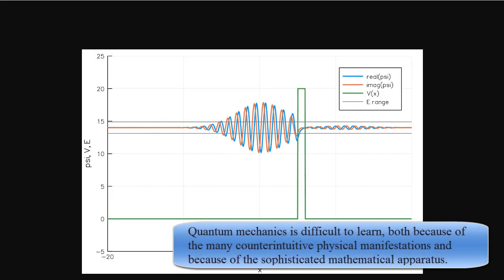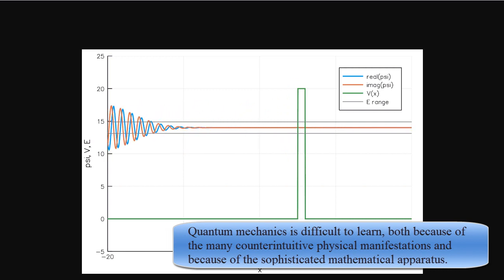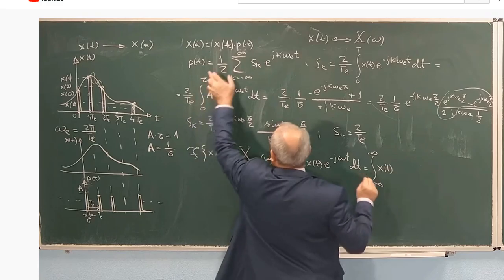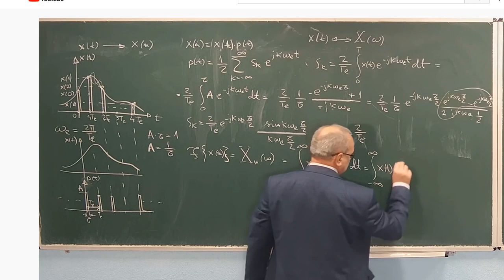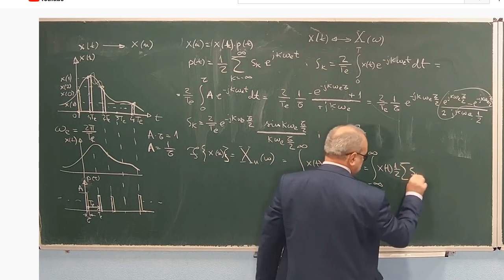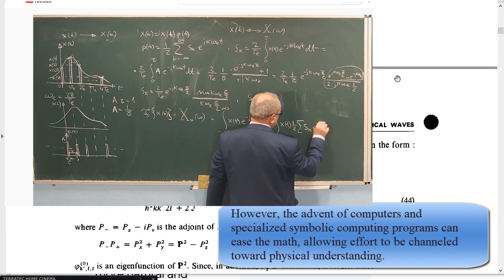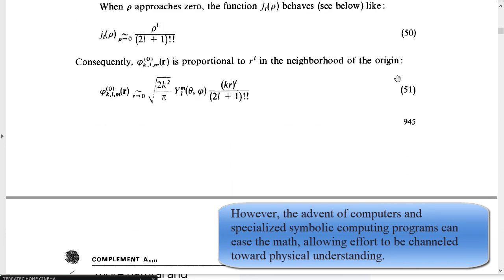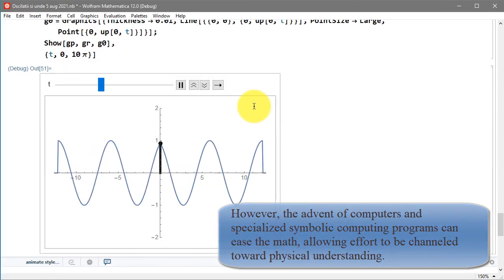Quantum mechanics is difficult to learn, both because of the many counterintuitive physical manifestations and because of the sophisticated mathematical apparatus. However, the advent of computers and specialized symbolic computing programs can ease the mass, allowing effort to be channeled toward physical understanding.